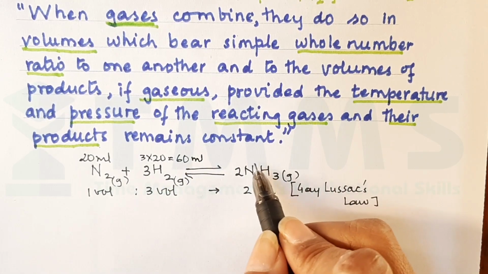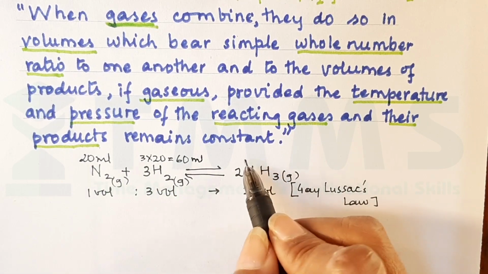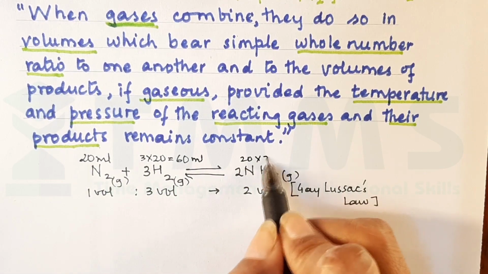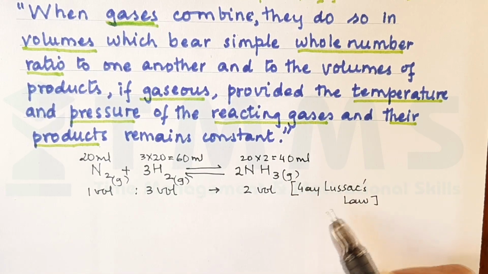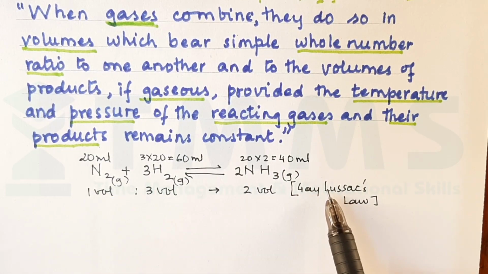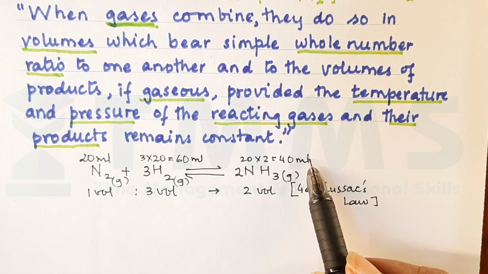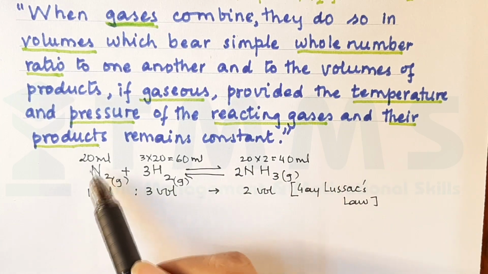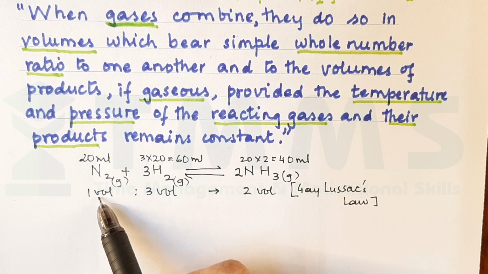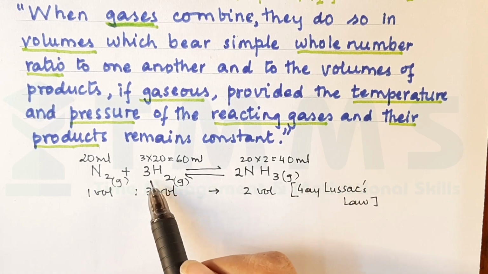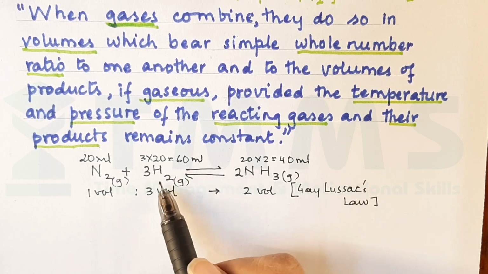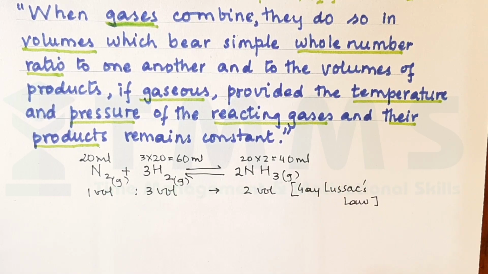And my product will be 20 multiplied by 2, that is 20 into 2, which is 40 ml. Did we understand how we connected the law with the numbers here when the volumes were given? 20 ml of nitrogen, if it's provided, will require, according to the equation, 60 ml of hydrogen in order to get 40 ml of ammonia.